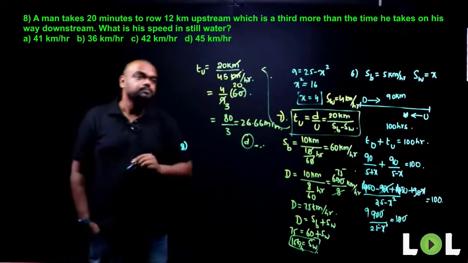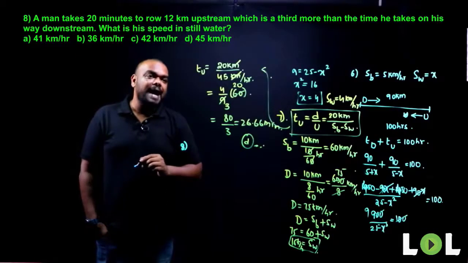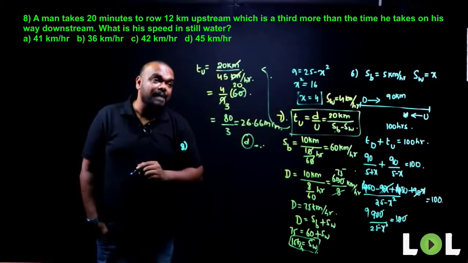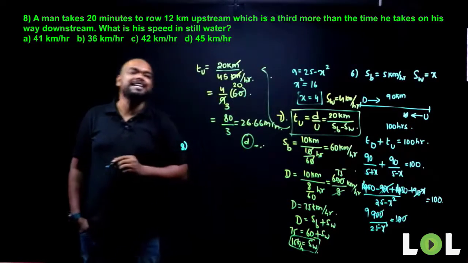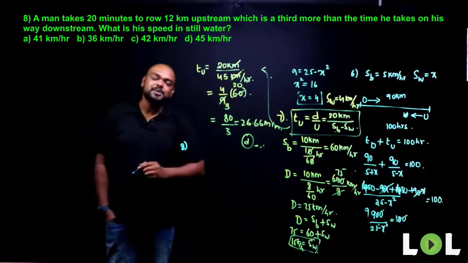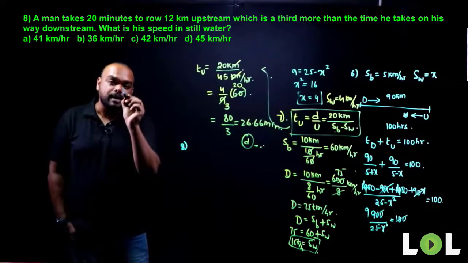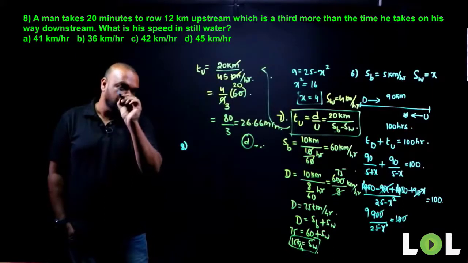Okay. Now, a man takes 20 minutes to row 12 kilometers upstream, which is a third more than the time he takes on his way downstream. What is the speed in still water? Okay, so more confusions. Do not worry about it. Let us tackle each and every point individually.